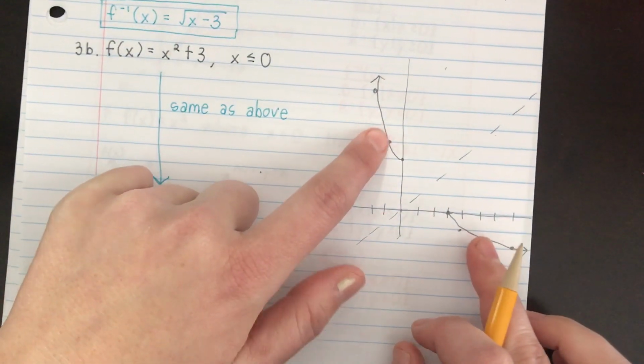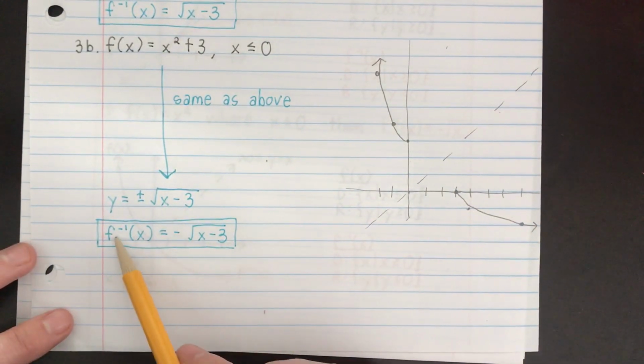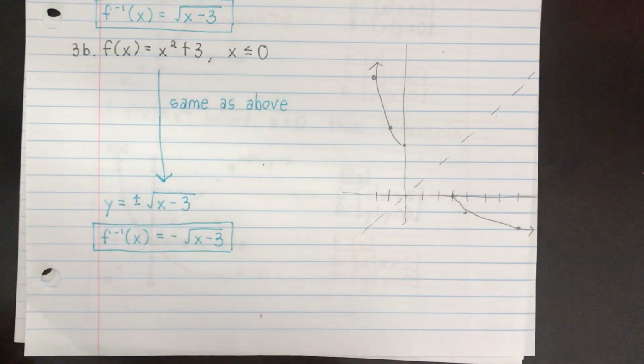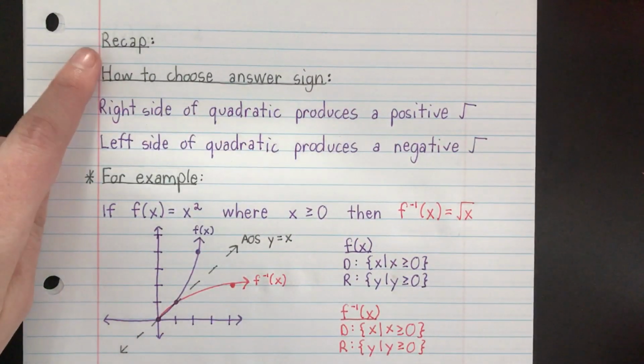And wouldn't these be a reflection over the axis of symmetry? And again, now we have a function because we're only including a piece, not both parts. So isn't that quite cool? So here's your recap. How to choose an answer sign.